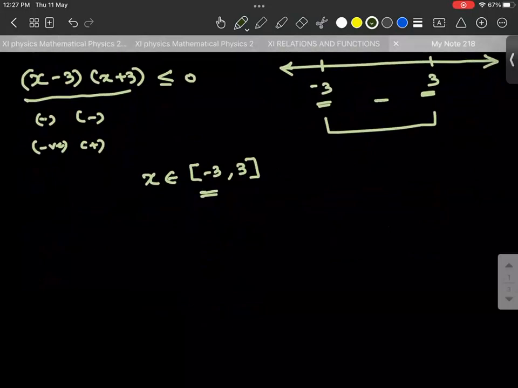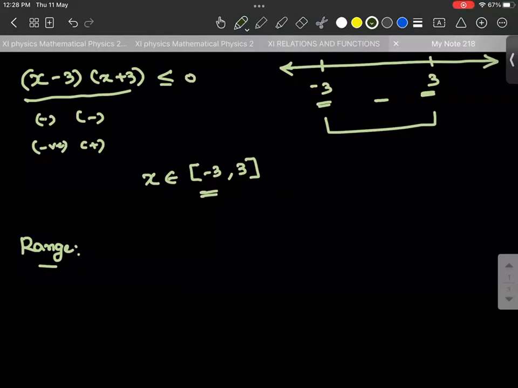So what about the range? Range is the values of y that you're going to get. You look at the domain, you're going to substitute a value between -3 to 3. So when you substitute a value between -3 to 3, what is the least value you're going to get? When you put -3 or +3, the least value you're going to get is 0.